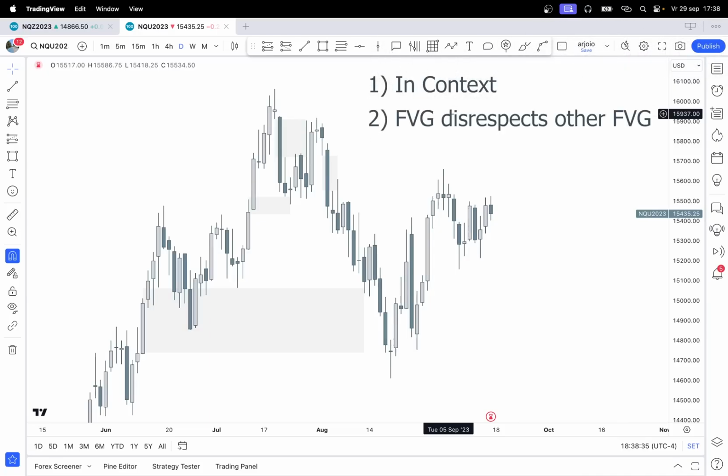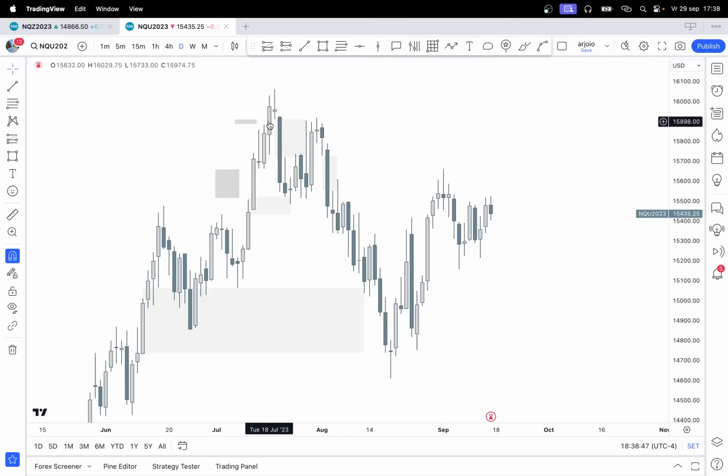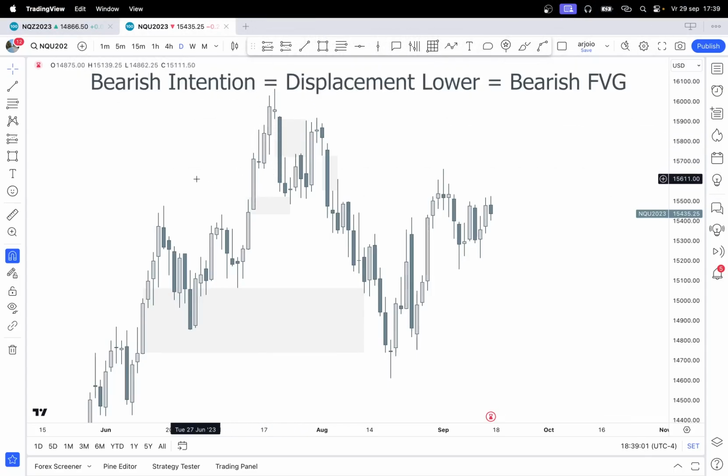Then the second rule is that a fair value gap that disrespects another fair value gap is high probability. It's a strong fair value gap. What do I mean by that? Here, these daily bullish fair value gaps right there are getting disrespected. Now, again, disrespect is when we are closing below those fair value gaps right there with clear bearish intention. What is clear bearish intention? Clear bearish intention is displacement. What is displacement? Displacement is a fair value gap. What is a fair value gap? A fair value gap is a 3-candle pattern. So we have everything defined right there.